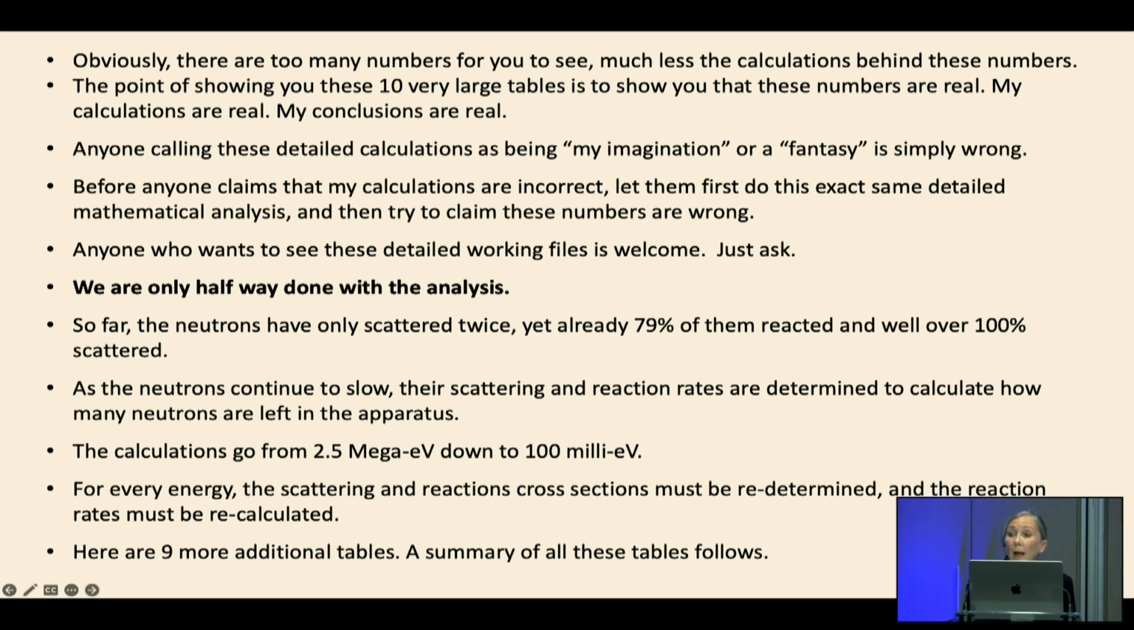But we are only halfway done through this analysis. So far, the neutrons have scattered only twice, and yet 79% of them have reacted, and well over 100% have scattered. As the neutrons slow, their scattering and reaction rates are determined to calculate how many neutrons are left in the apparatus. I'm going to go from 2.5 MeV down to 100 meV. For every energy, the reaction cross-sections must be redetermined. Here are the 9 more tables, and a summary will follow.